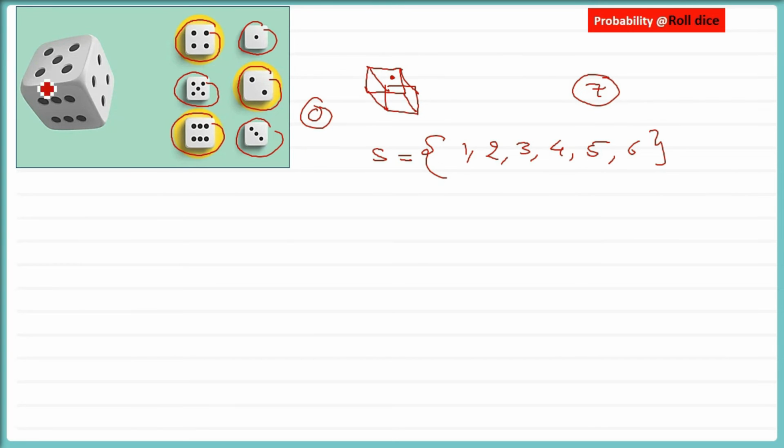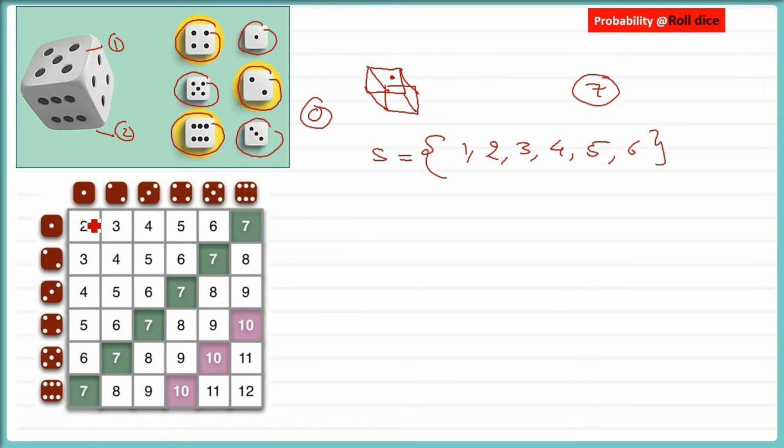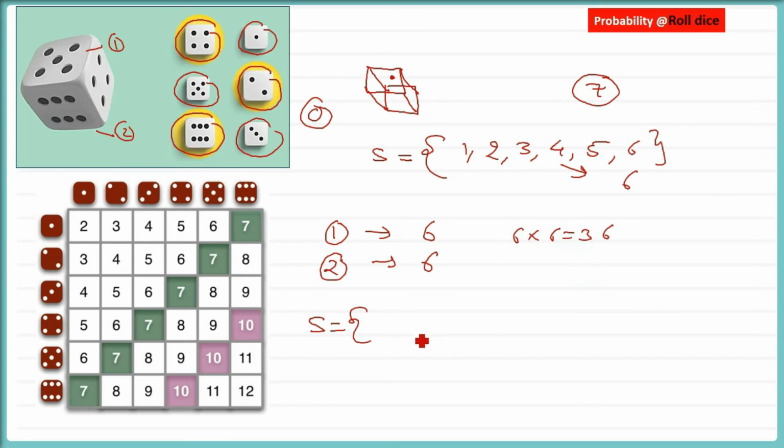It's an impossible event. Now this is about one die, but mostly questions are asked about rolling 2 dice together. So what will the sample space be? I'll give you a hint. These are independent events, that is, one is not dependent on another. The first die can give you from 1 to 6. The second die can also give you from 1 to 6. So the sample space of the first die is 6, and the second is also 6. But when you are rolling 2 dice, 6 into 6 is the total number of outcomes.